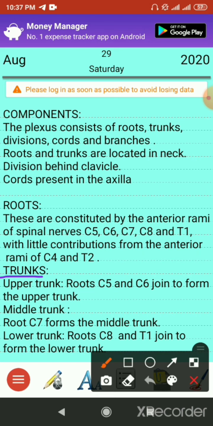Now come to the trunks. There are three trunks: upper trunk, middle trunk and lower trunk. The upper trunk is formed by the root of cervical 5 and cervical 6. The middle trunk comes from the root cervical 7, and the lower trunk is formed by the union of cervical 8 and thoracic 1 root.